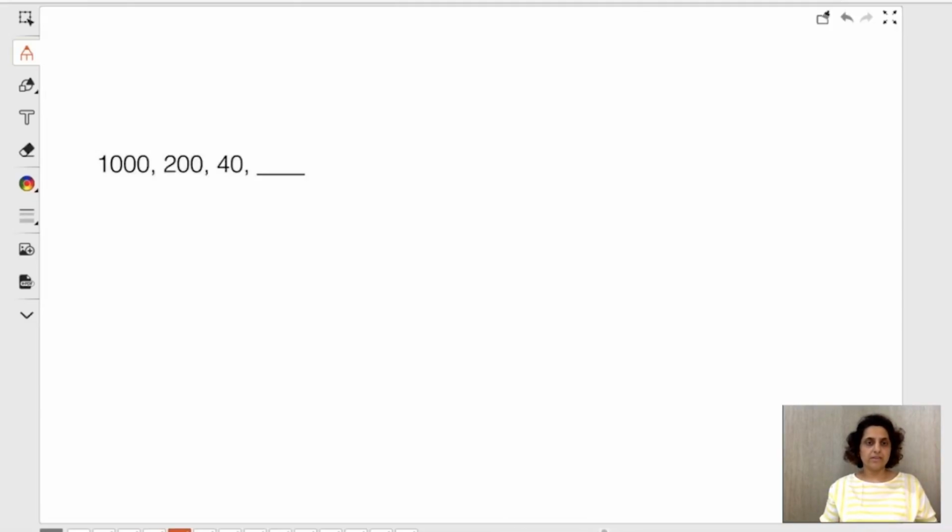Here the series is 1000, 200, then 40. Then we have to find the next number. As we look at the numbers here, there's a sharp decline in the numbers. The first number is 1000, then the next number is 200, and then the next number is 40. So here what we can see is there's a division involved in this series, since there's a sharp decline in the numbers, right?